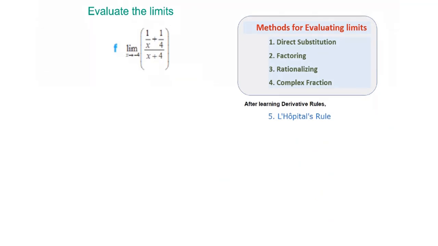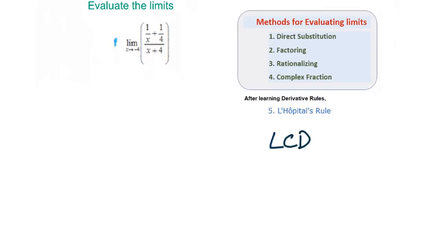Now let's go to f. This is a complex fraction. So you need to simplify the complex fraction first. How do you simplify a complex fraction? You will find the LCD. So you have 1 over x plus 1 over 4. With 4 and x, 4x will be the LCD.